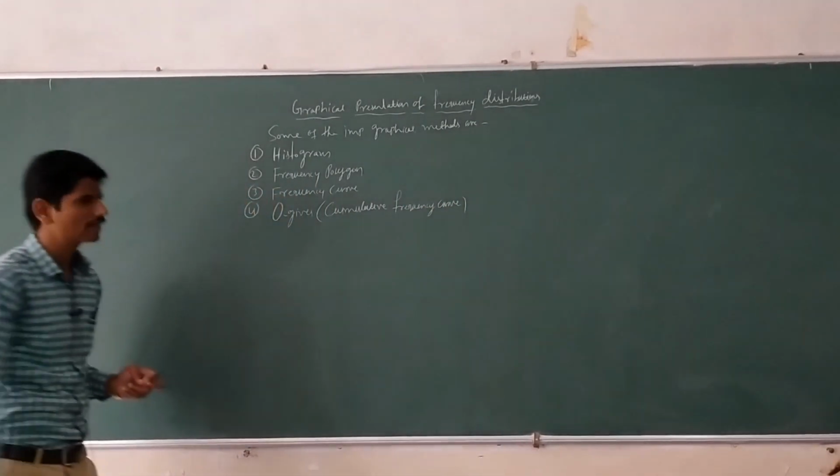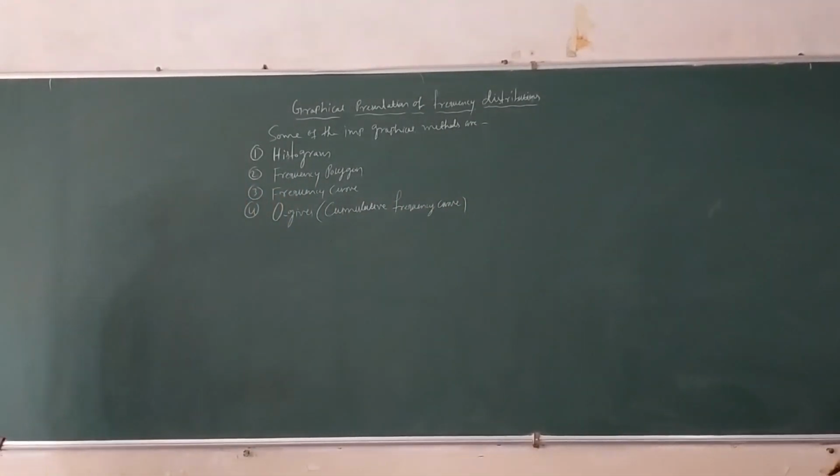Cumulative frequency curve. Here there are totally 4 methods. One is histogram, second one is frequency polygon, third one is frequency curve, and fourth one is ogives. Okay, now let us start with the histogram. The first one is histogram.